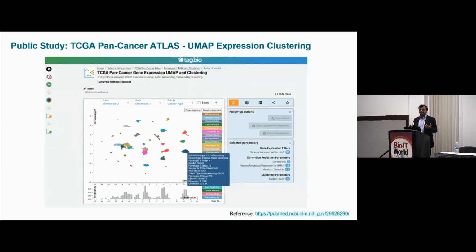Also, you can study UMAP clustering. For example, I have no idea which particular set of biomarkers or exomes are mutated, right? So you can do unsupervised learning and cluster it, and then start digging deeper into any of the cancer types or any of the gene expressions which are clustered here. So this is a TCGA example. It's a public data set we provided.